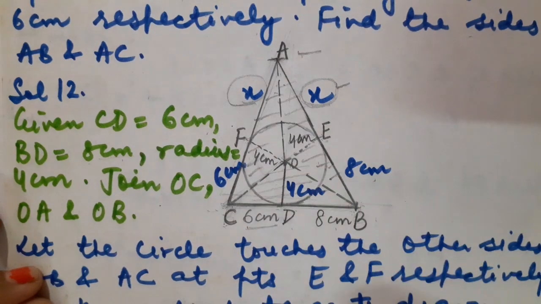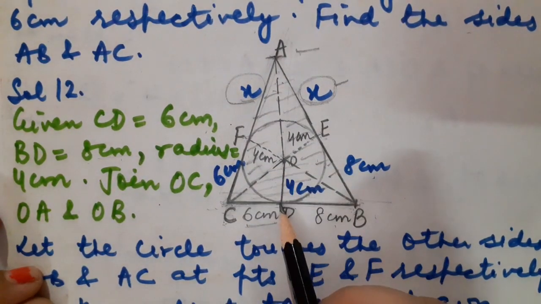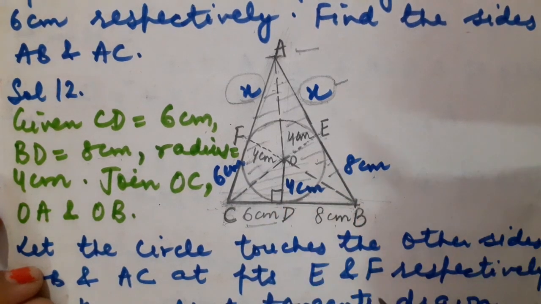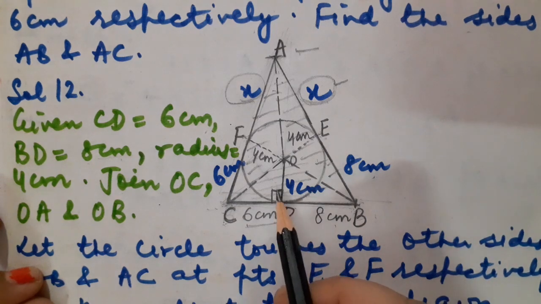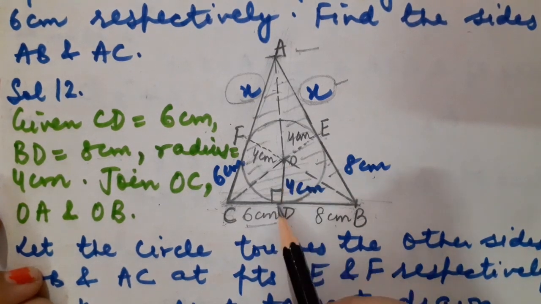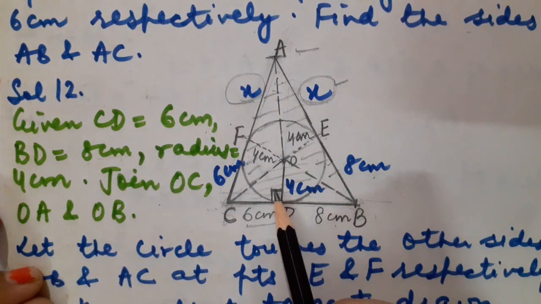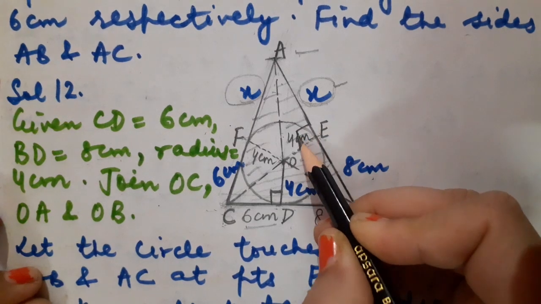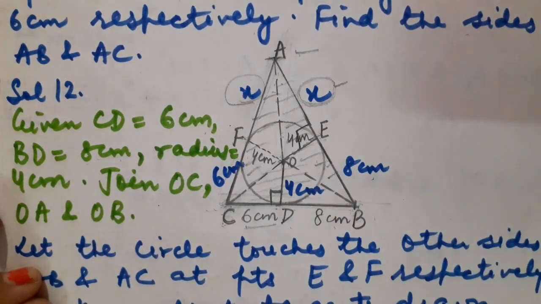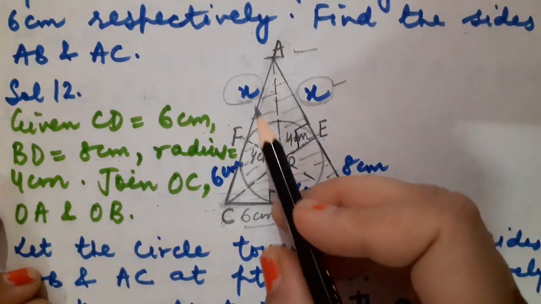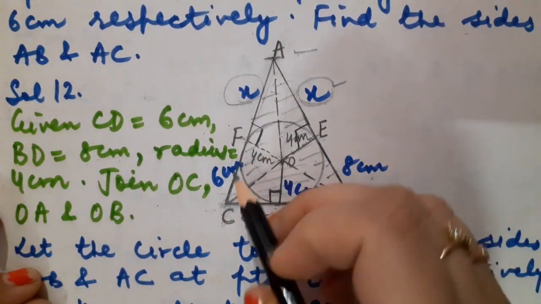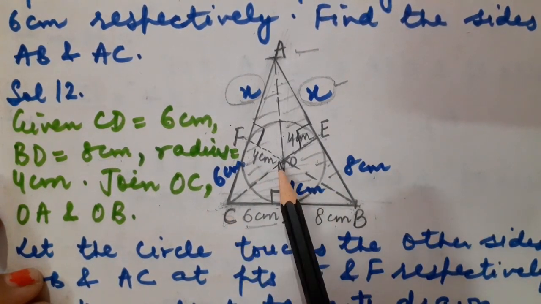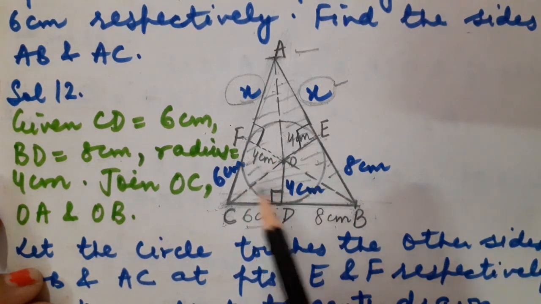Correct children? Okay. Now just tell me one thing. OD is radius and BC is tangent. So we know that radius is perpendicular to the tangent according to theorem 10.1. So can I write here 90 degree? OD is perpendicular to CB. In the same manner, can I write that OE is also perpendicular on AB? In the same manner, I can write that OF is also perpendicular on AC. Correct. So it means I have got basically three right angled triangles.